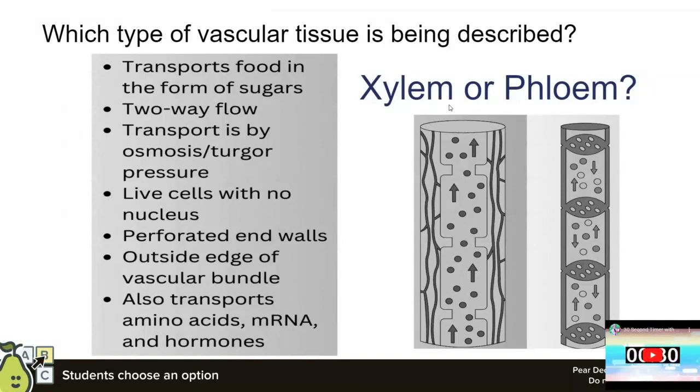They're on the outside edge of the plant. So they're going to be on the outside of the vascular bundles if the tree has them. And it doesn't just transport sugars, it also transports proteins, amino acids, and hormones. This is the phloem, and generally the phloem is smaller than the xylem. All right.